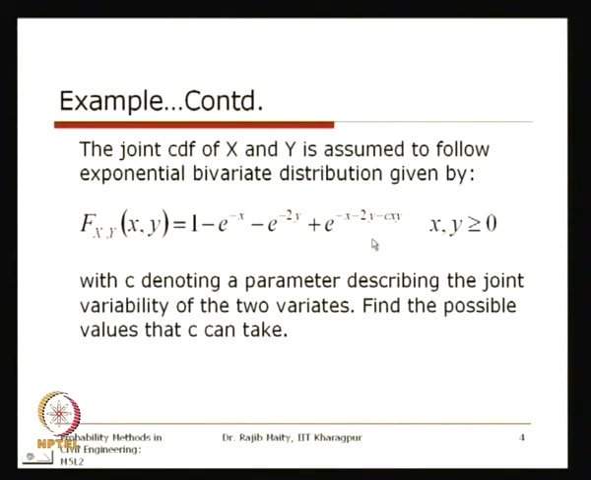This will be more clear when we are in module 7, the last module, when we discuss the correlation or the covariance. But here you can just see that c is a kind of parameter which describes the joint variability of the two variates. Here our question is very simple: we will just find out the possible values of c that it can take for this distribution, using the different properties of a joint PDF that we discussed in the last class.